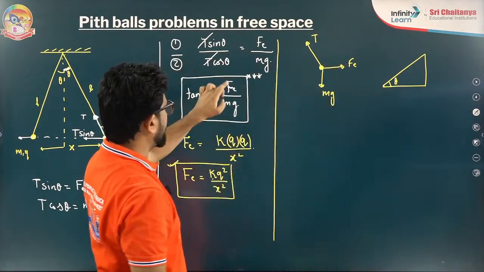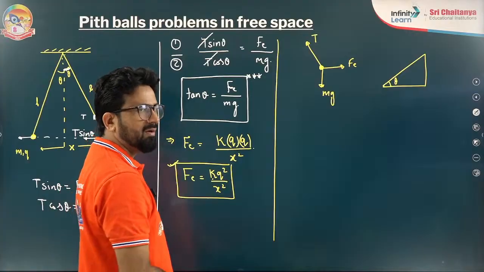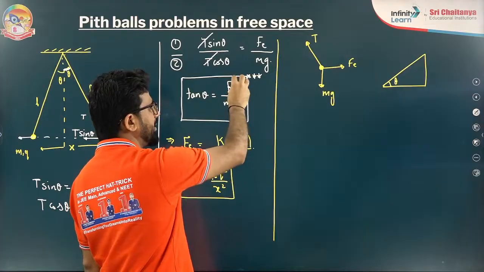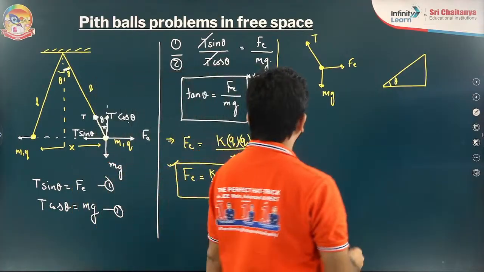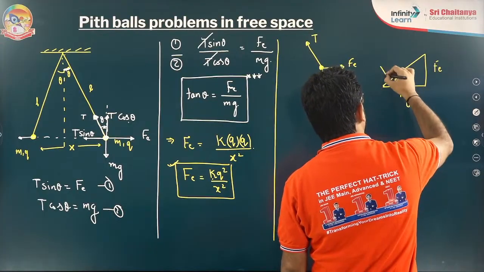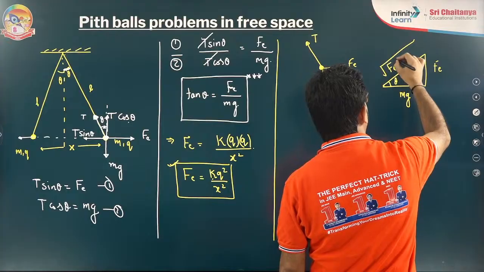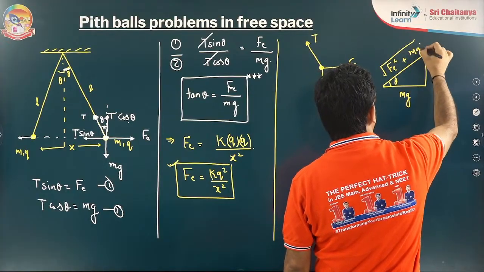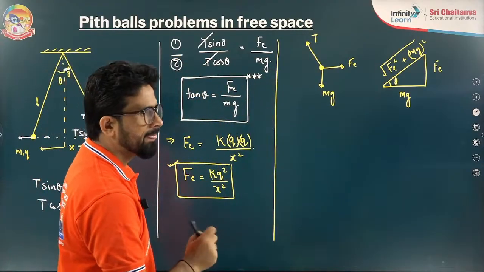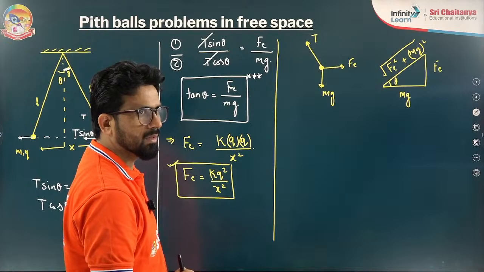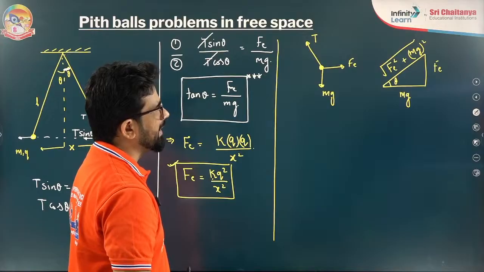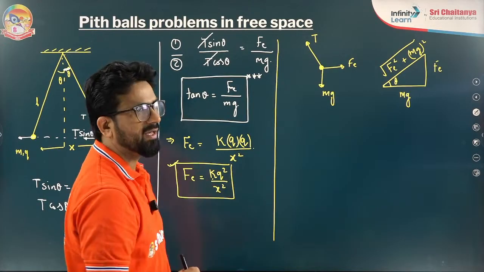What is this tan theta? Tan theta is equal to Fe by mg. What is the meaning of that? Very simple. Fe by mg means perpendicular upon base. Perpendicular upon base, that we call tan theta. What is perpendicular? Fe. What is base? Mg. What is the hypotenuse? That would be root over Fe square plus mg whole square. This is mg, Fe, we can write it.